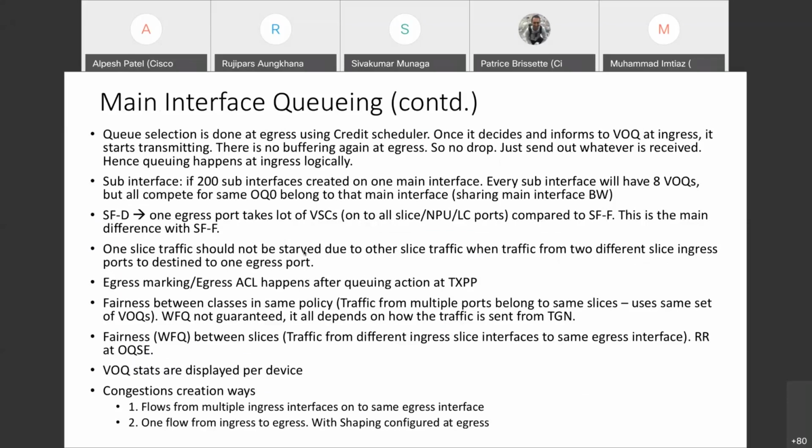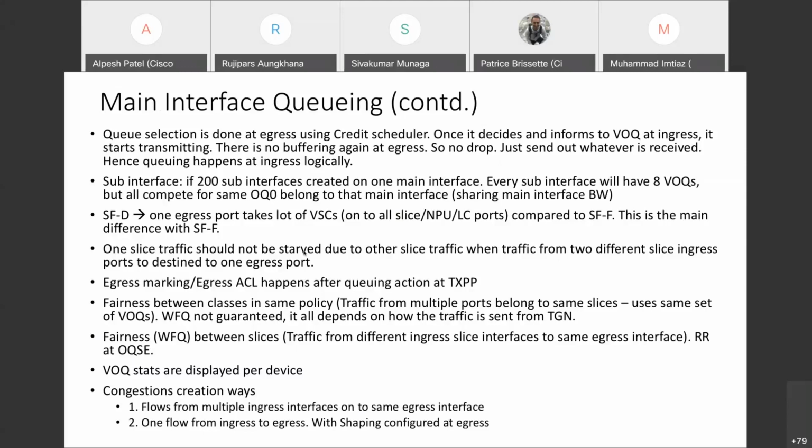Again, queue selection is done at the egress side using the credit scheduler. Once it decides and informs the VOQ at the ingress side, it starts transmission. There is no buffering at the egress side, so there is no drop, and that's why there is no policing supported on the egress side as well. We'll talk about that once we go to the policing section. Once the credit grant happens, we just send out whatever is received, and hence the queuing happens only on the ingress side.